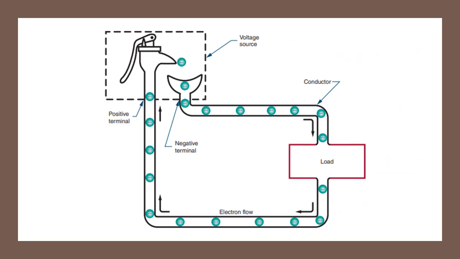The device that supplies electrons to one end of a conductor, the negative terminal, and removes them from the other end of the conductor, the positive terminal, is called the voltage source. It can be thought of as a kind of pump, as in the figure.